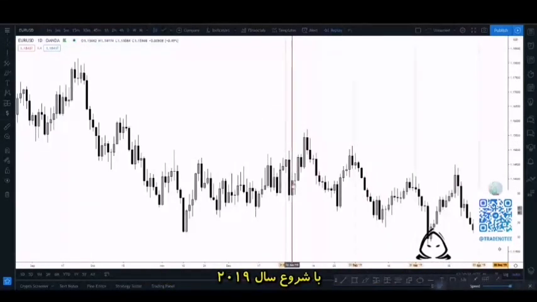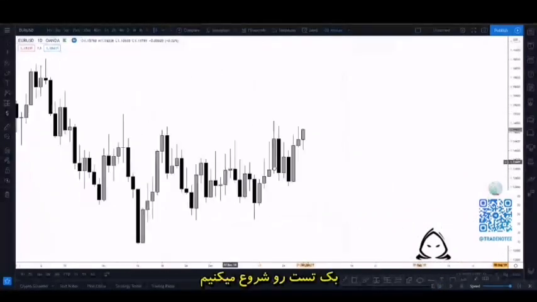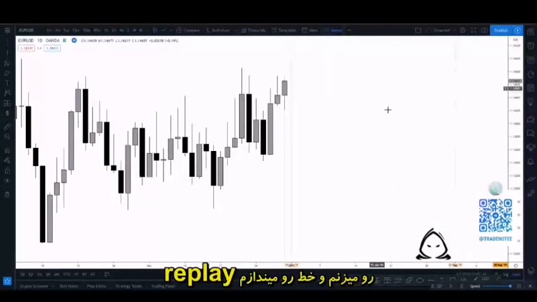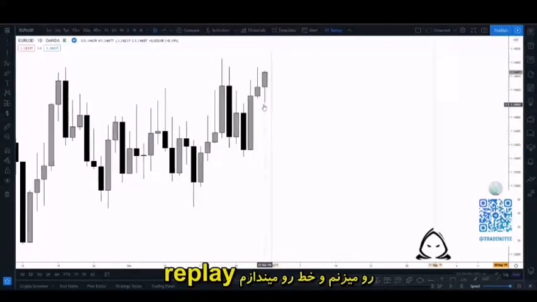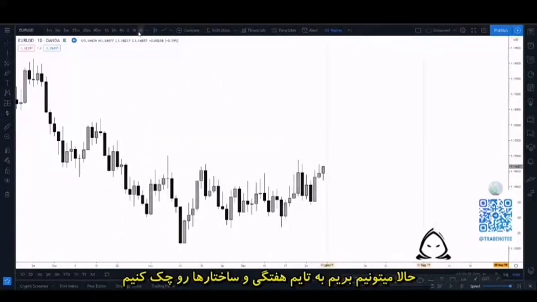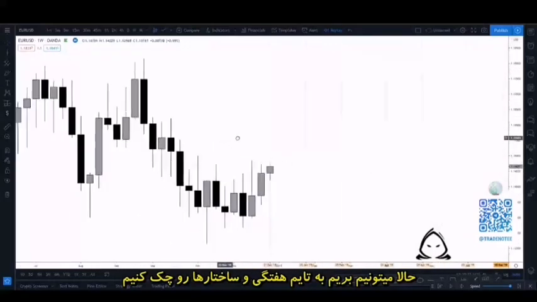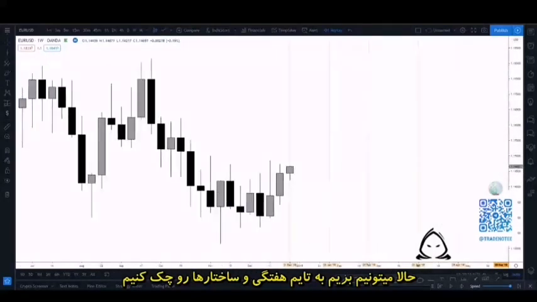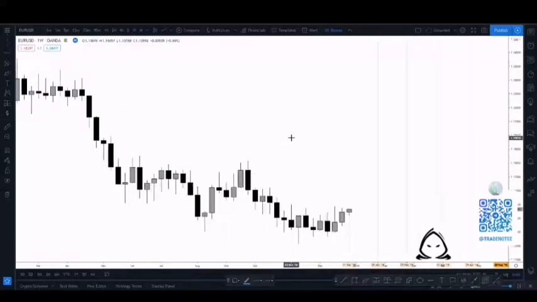So like I said, we're going to start with the beginning of 2019. So I will hit replay and essentially just drop the line down, and we'll get rid of that line there. Perfect. So now we can navigate back up to the weekly chart, and we can just take a look overall at what structure is showing us first and foremost, just to get a general idea of how we are moving.